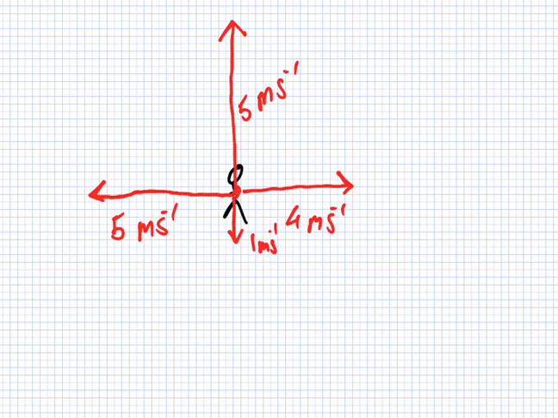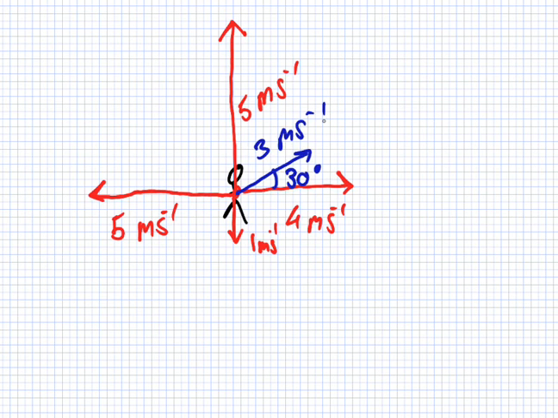And how big is it? Three, was it? Yeah. So it's actually like this, and there's 30 degrees here, and this is 3 meters per second. Mm-hmm. Yeah. What's the next one? 3 meters per second north, 30 degrees. Yeah, 3 meters per second north, 30 degrees west.